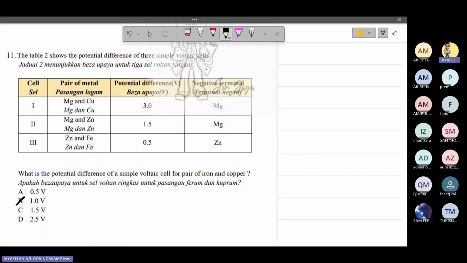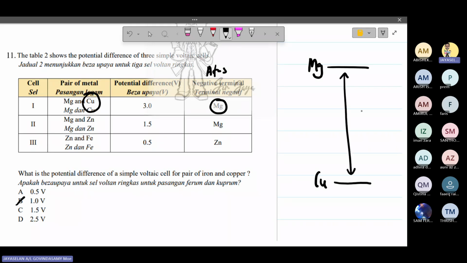Okay, we check this one. Bila negative terminal atas, so siapa atas? Magnesium atas, copper bawah. So I put here magnesium atas, copper bawah. The value you all just ambil pen, you kena simpan, kena buat. Okay, this is 3.0. Dapat? Okay, next one, I do the 1.5. Siapa atas? Magnesium atas, zinc adalah bawah. 1.5 half of 3.0.